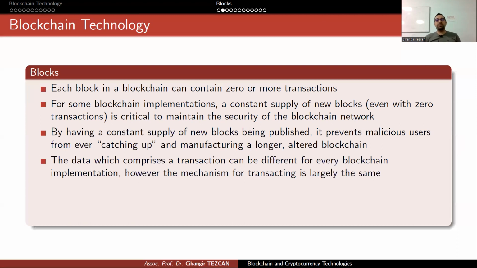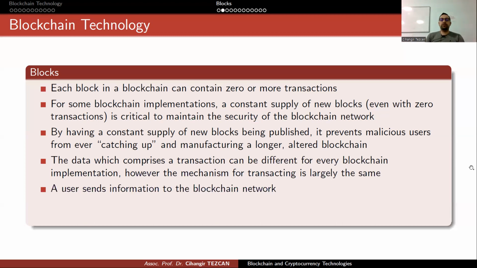The data which comprises the transaction can be different for every blockchain implementation. However, the mechanism for transacting is largely the same. You sign the transaction, that's it. But what happens in the transaction is determined by the blockchain implementation. In cryptocurrencies, most of the time, you are transferring some cryptocurrency from your account to some other account.